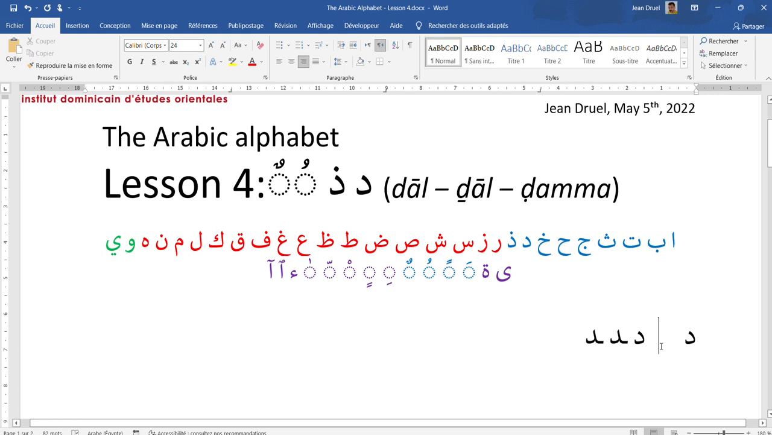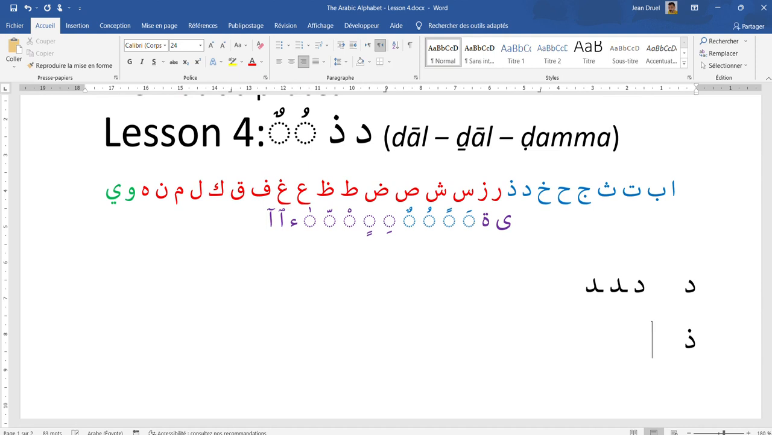This is the isolated, similar to the initial, middle, similar to the ending. And in exactly the same way, if now I write the zal, so it happens the same, just adding a dot on it. So here we have just exactly the same way. We have the isolated zal, initial zal, middle zal, and final zal.